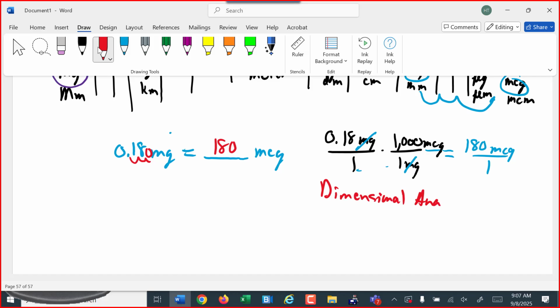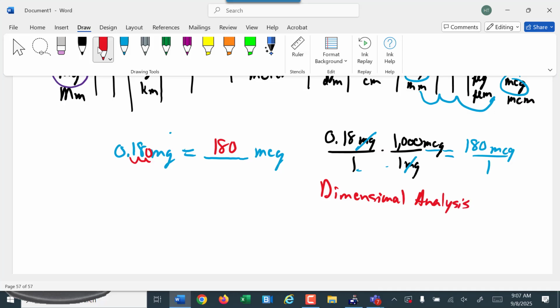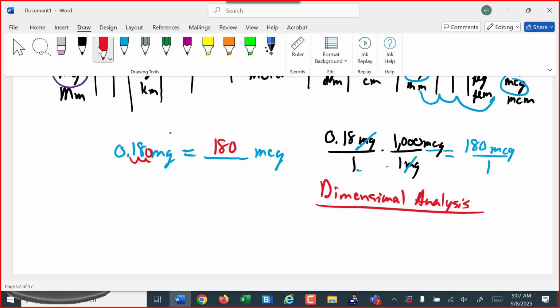And I kind of jumped into it quickly there, so let's go back and talk about what I did and why. So I started out with my original measurement, the 0.18 milligrams. I make it a fraction by putting it over 1. Simplest way to make anything into a fraction, just put it over 1 as a denominator. Now I want to use a conversion factor, and the conversion factor is just what we call a unity fraction.